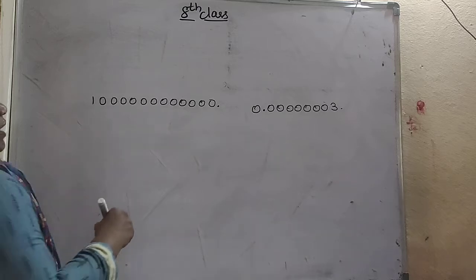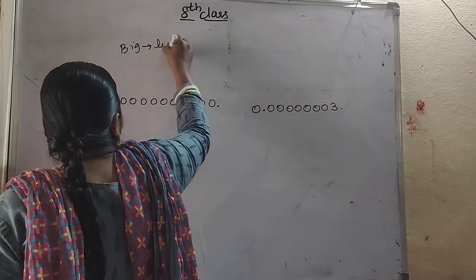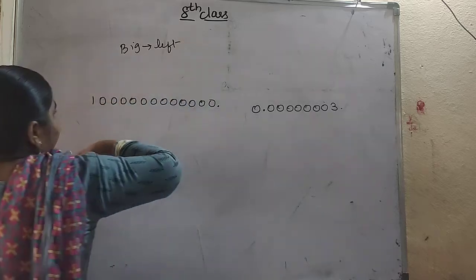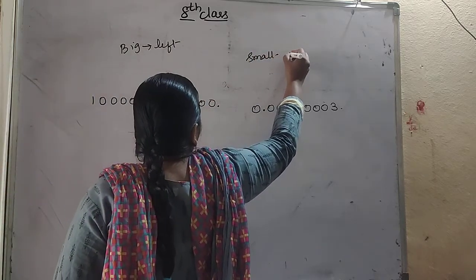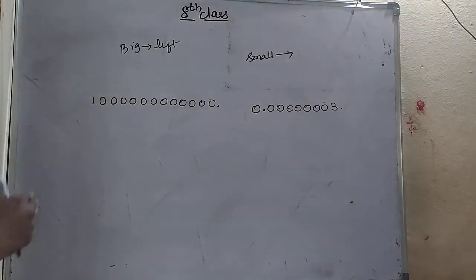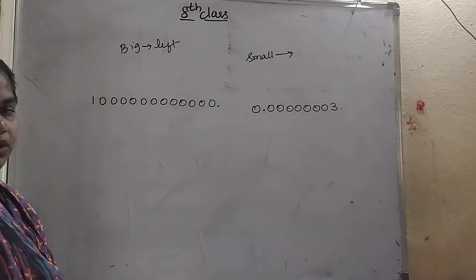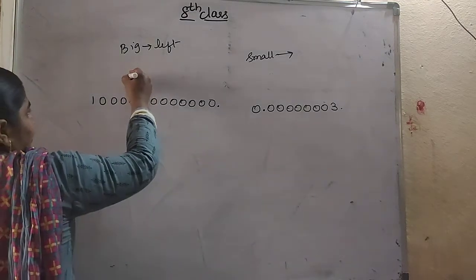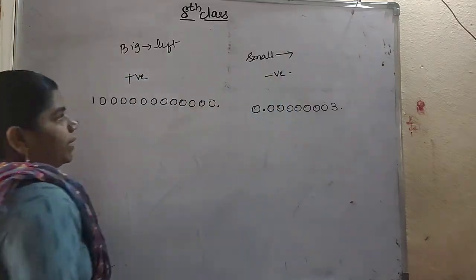Okay, so for a bigger number, the point should always be moved to the left side, and for a smaller number, we have to move the point to the right side onwards. How many times you move, that much power will be increased. If it is a bigger number, it will be a positive power. If it is a smaller number, it will be a negative power.